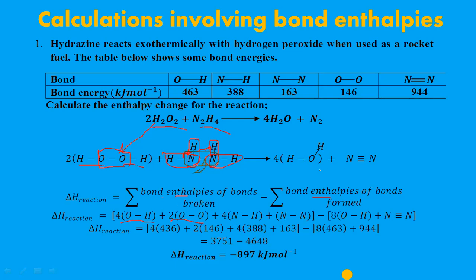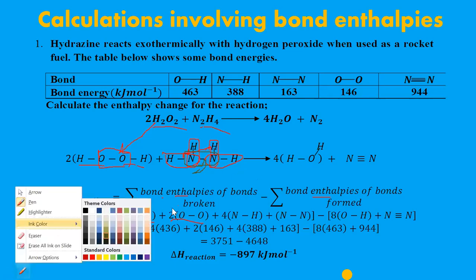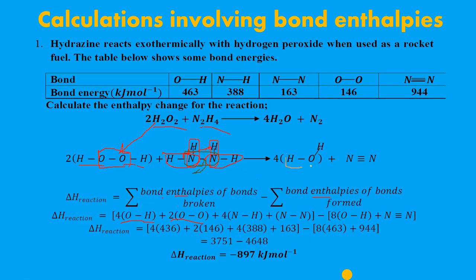Minus the bonds formed now. We have the oxygen-hydrogen bonds. We have this one here. It is 1. Then there is also this one here, which is the second one. So those are 2, but multiplied by 4, making them 8. Is that also okay? Yes, teacher. Then there is 1 nitrogen bond.